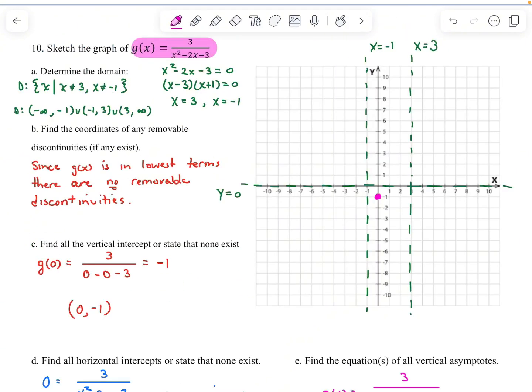So I've gone ahead and sketched both the vertical and horizontal asymptotes along with the vertical intercept. Now what I'm going to do is determine the behavior of the graph between the two asymptotes. To do that, I'm going to evaluate g of 2. g of 2 is also negative 1. Since there are no horizontal intercepts, the shape of the graph looks like this.